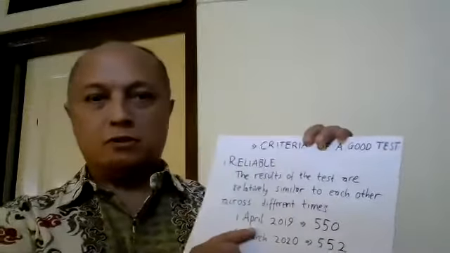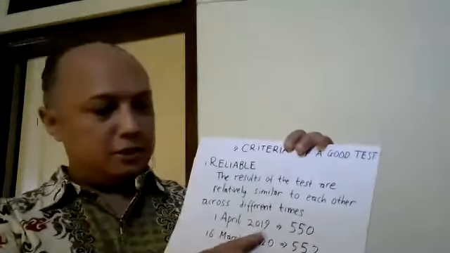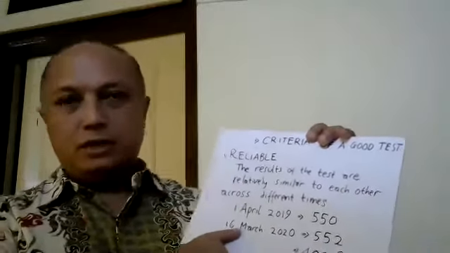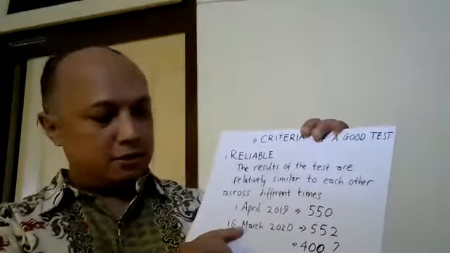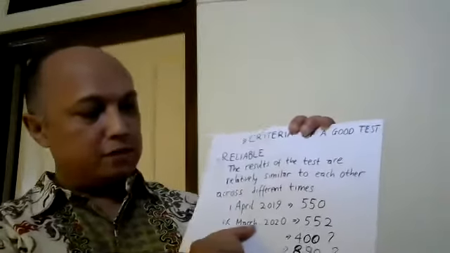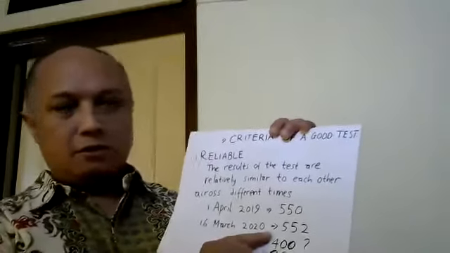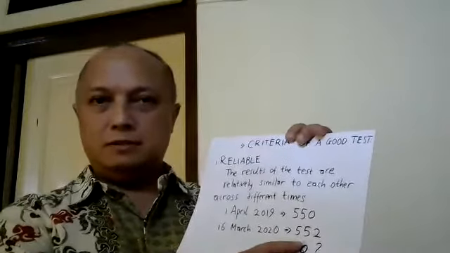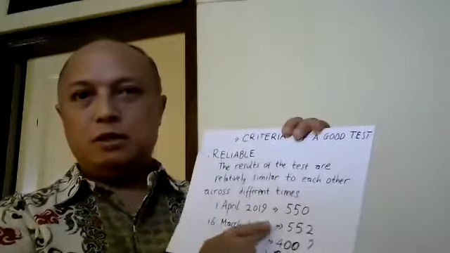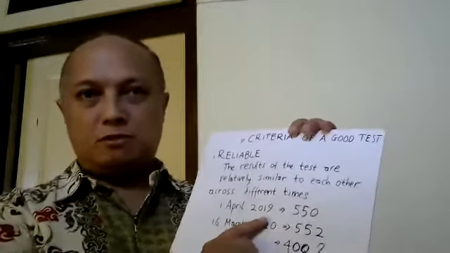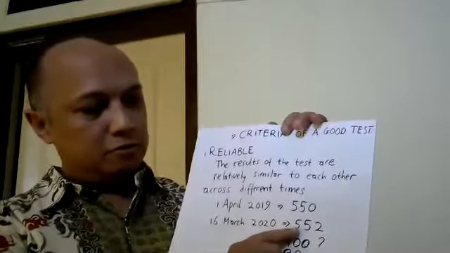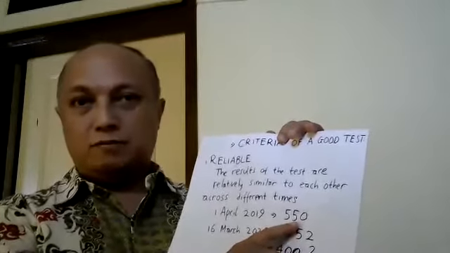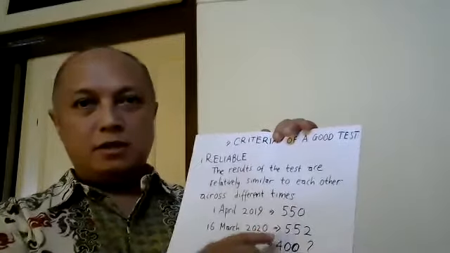took a test on 1st of April in 2019 and he scored 550, when he later takes the same test on the 16th of March 2020, his score should also be around 550. In other words, the score should be similar to the previous score. And so he scores 552, which is not much different from 550. So the result is similar.